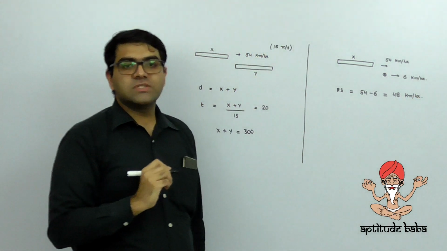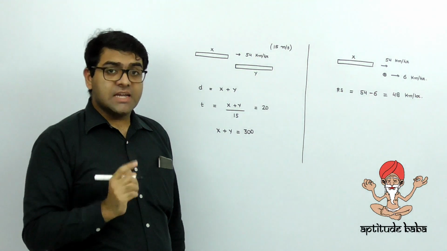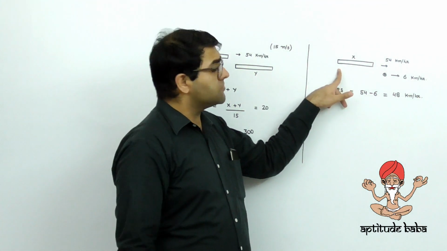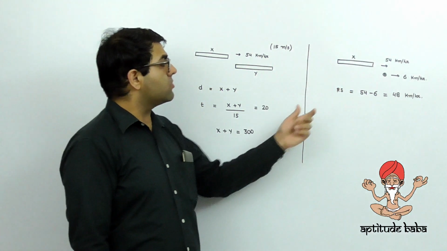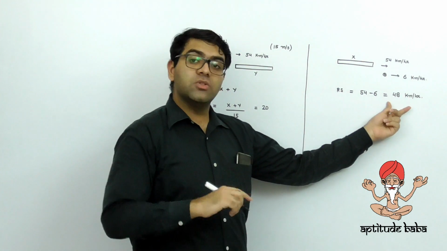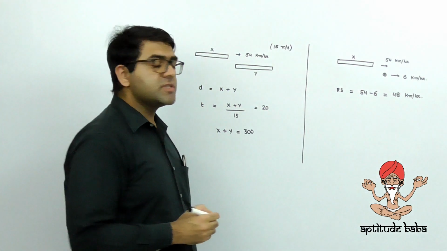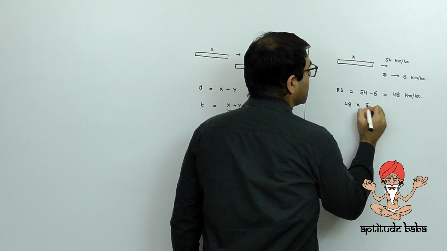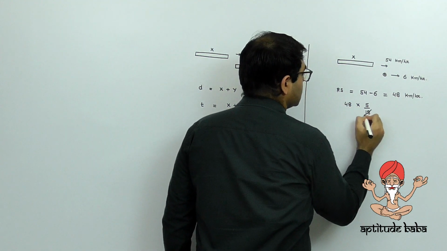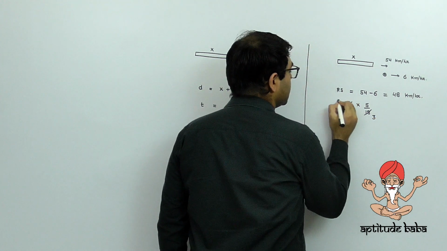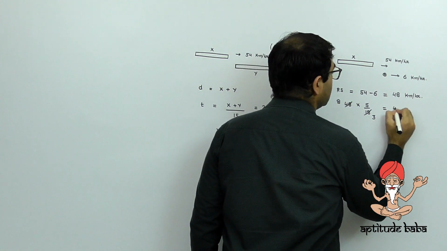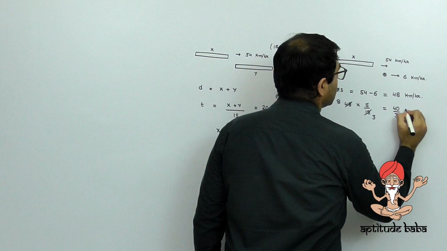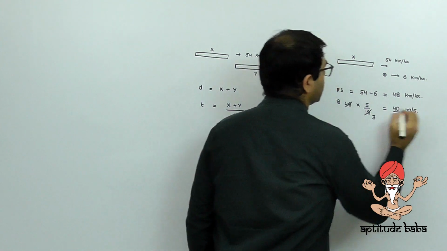Since the time of crossing has been given to me in seconds and I'm supposing the length of the train in meters, it would be better to convert this relative speed of 48 kilometers per hour into meters per second. For that, I consider my 48 and I multiply that with 5 by 18. So this is 6 3s are, this is 6 8s are, so 8 into 5 is 40. The relative speed ends up becoming 40 by 3 meters per second.